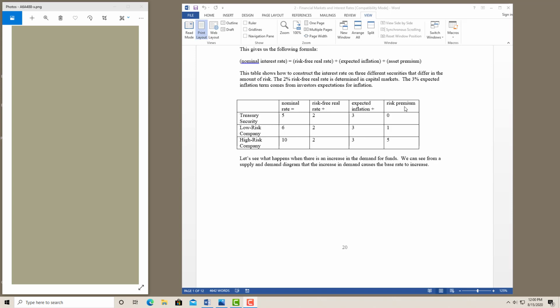And so, for example, if I told you inflation was going to be higher, but nothing else was going to change, well, then we would change this column, but we wouldn't have to change the other two columns when determining the nominal interest rate. So again, it's useful to break these interest rates down into their components so we can think about each of the components individually.